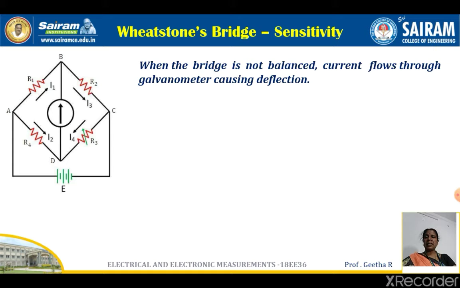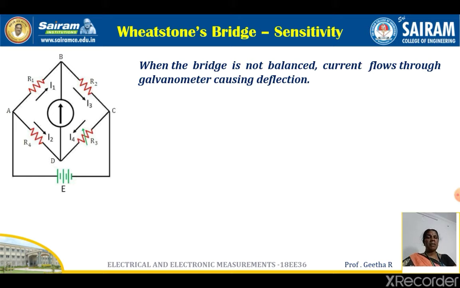So, in the last class, you learned how to find out the unknown resistance R4. That is nothing but the ratio of R1 and R2. That is, R1 by R2 into R3 gives you R4, where R1 and R2 are called the ratio arms, and R3 is called the standard arm.